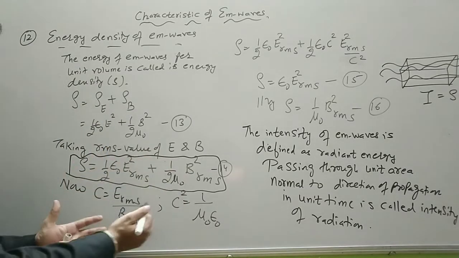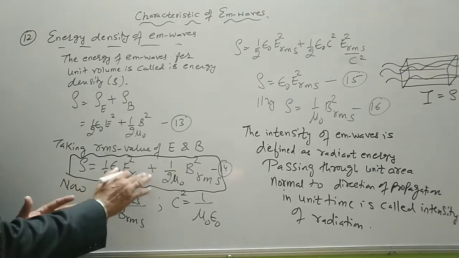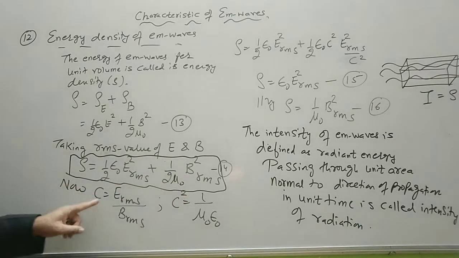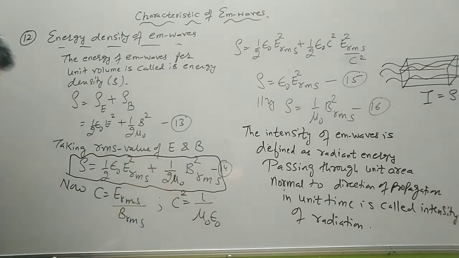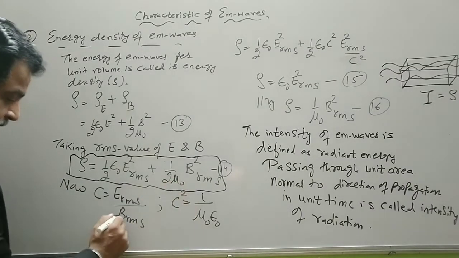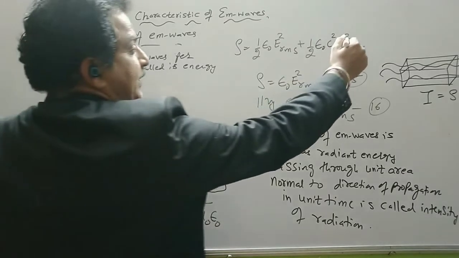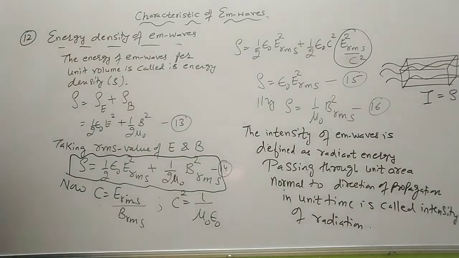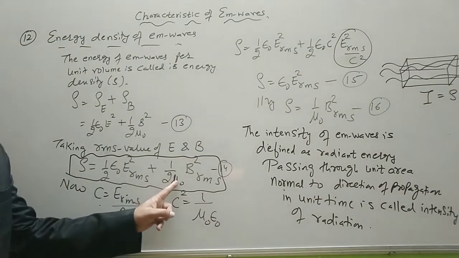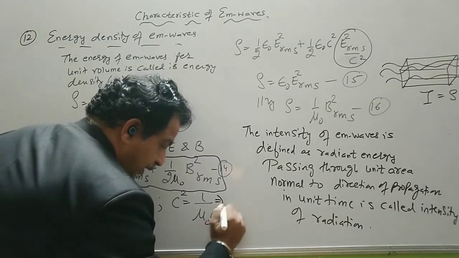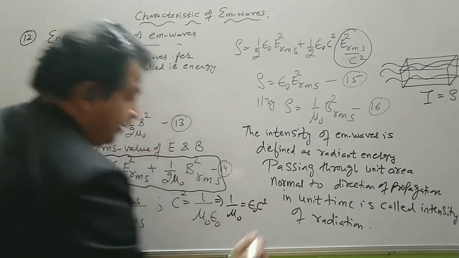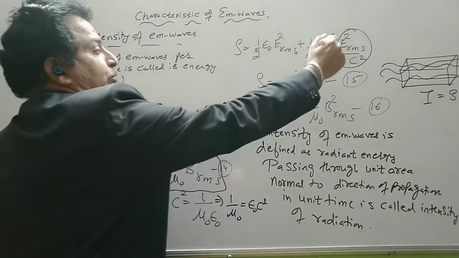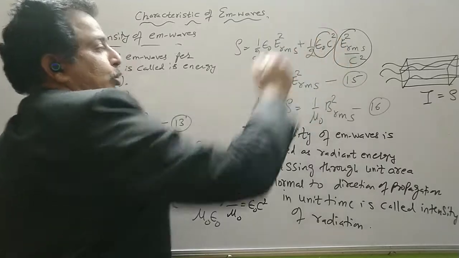But if we want a relation in the terms of either E or B, then we know C is equal to E RMS upon B RMS. So in the place of B RMS, we can write E RMS upon C. So this is the term replaced. Then here we have 1 upon mu naught. So in the place of 1 upon mu naught, we can write epsilon naught C square.